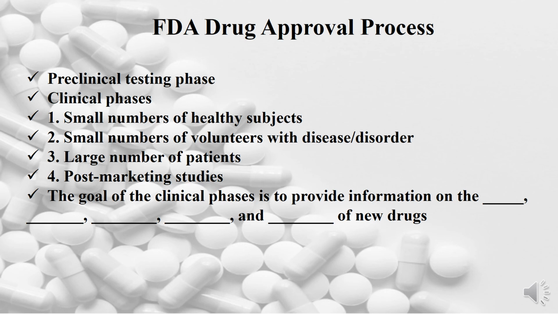Phase 2 studies involve small numbers of volunteers, again, they have to volunteer, who have the disease that the drug is designed to diagnose or to treat. These study participants are closely monitored to determine if the drug is effective and to identify any adverse effects. Therapeutic dosage ranges are actually refined during this phase. And if there are no serious adverse effects, the study then can progress to phase 3.